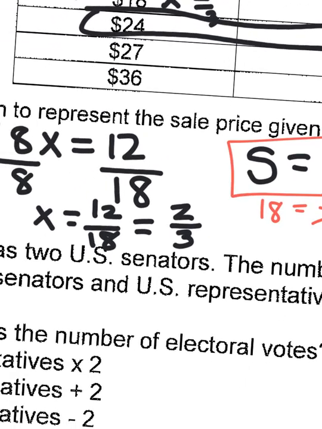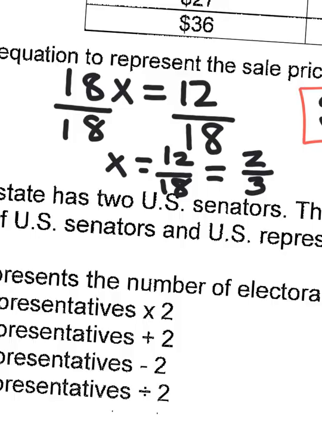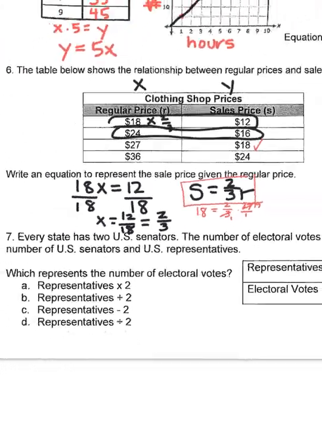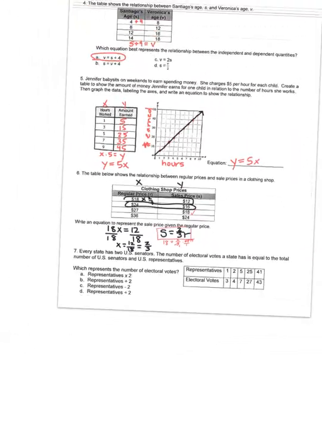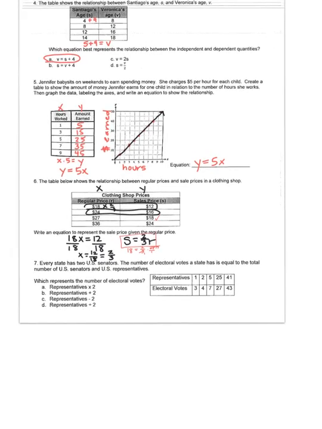Next problem. Oops. Let's go back to normal here. Okay. Electoral votes is equal to the total number of senators and representatives. So if you have one representative, you get 3 votes. 2 goes to 4, 25 to 27. So as you look for a pattern, it appears we're adding 2.